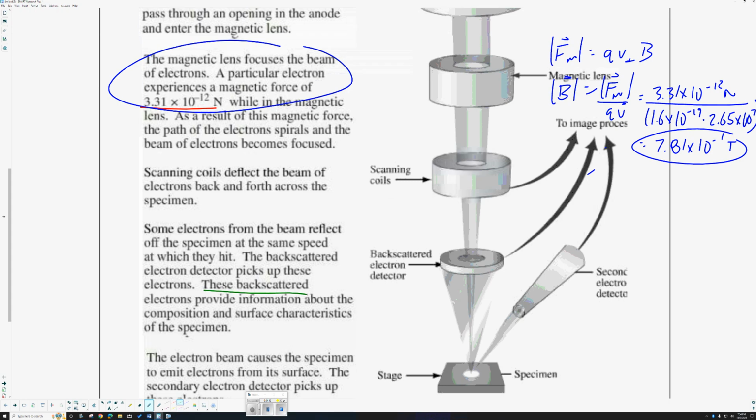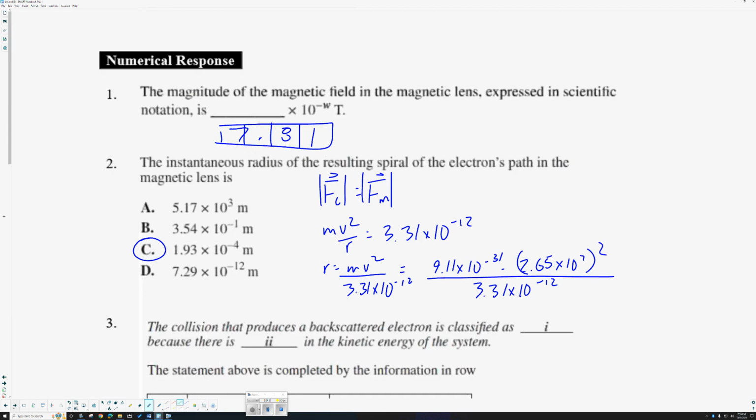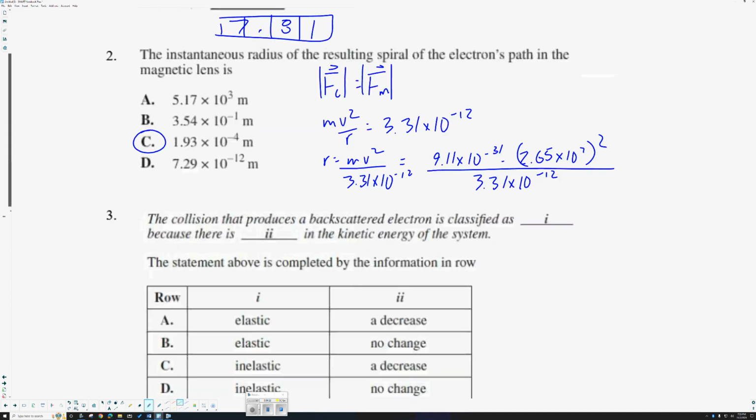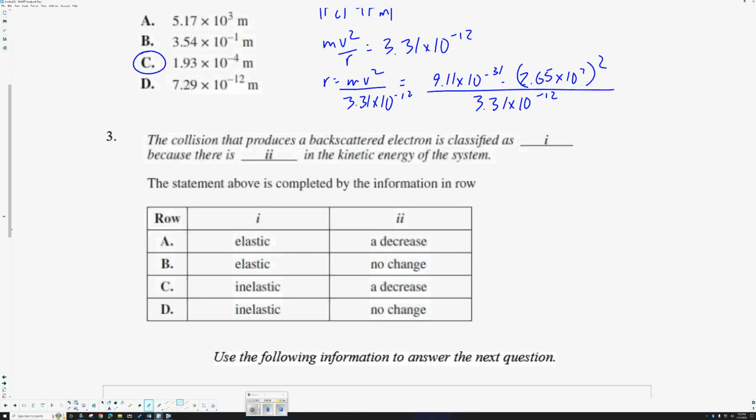It says some of them reflect at the same speed at which they hit. Well, if the speed after they hit is the same as the speed before they hit, then the kinetic energy must be the same, and therefore it must be elastic because there is no change in kinetic energy. So B is our answer for that one.